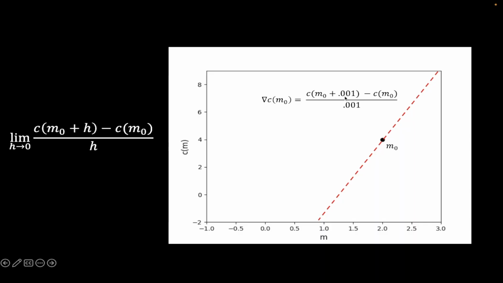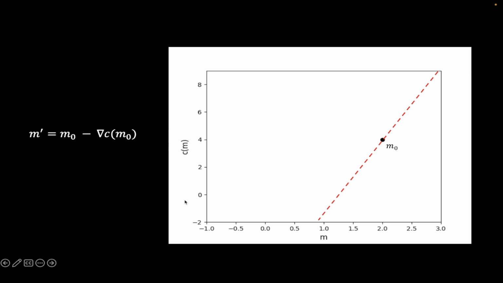Now, the standard procedure with gradient descent is, if the gradient of our function is increasing at m naught, which direction do we need to move? Do we need to move to the left or to the right? Well, if we keep moving to the right, C of m increases, so we need to move to the left. And in general, we need to move in the direction opposite of our gradient in order to minimize our cost. So the next value of our slope that we're going to test is equal to our current value minus the gradient at that point.